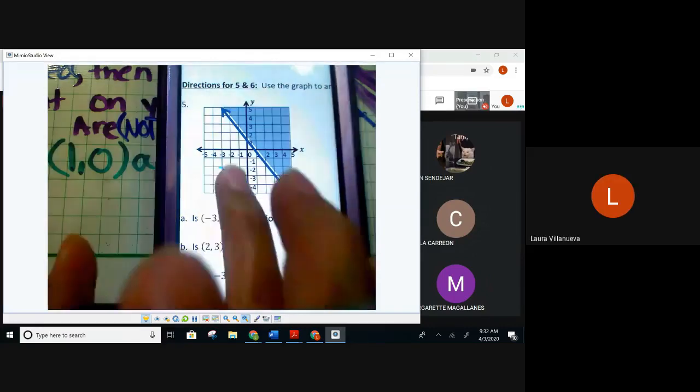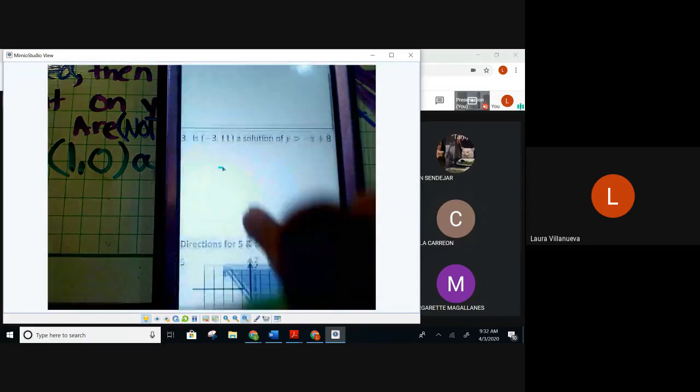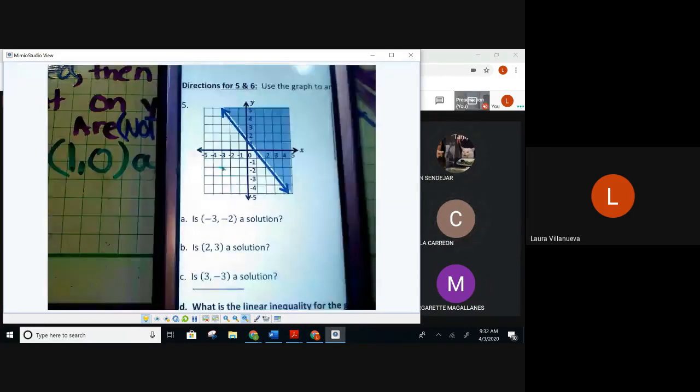Right there. Is it a solution or no? That point where my arrow is at. No. Why not? Because it's not on the line, and it's not on the shaded area.